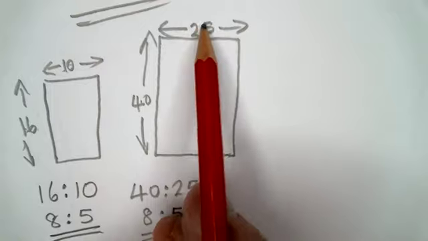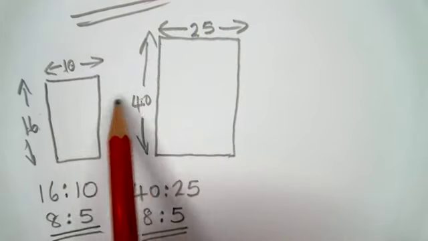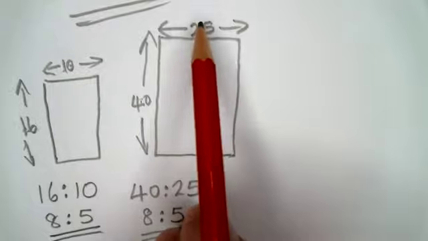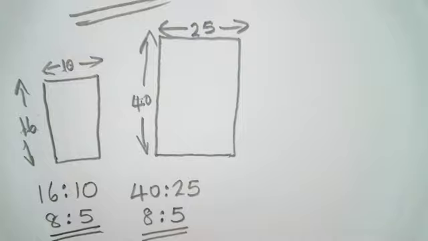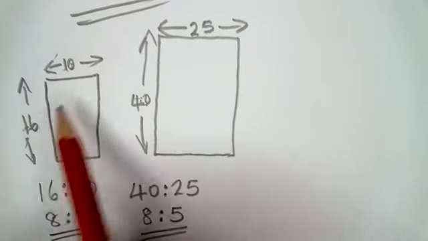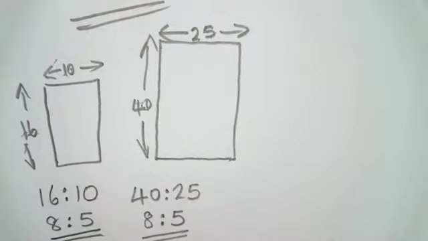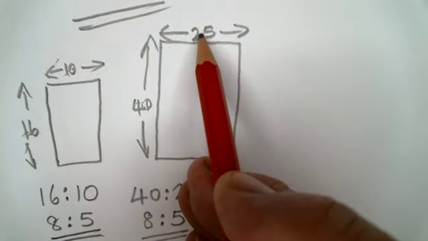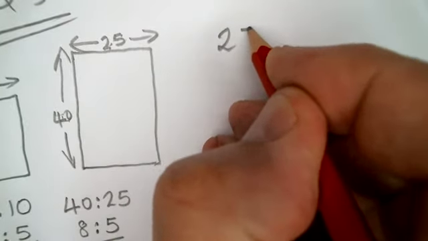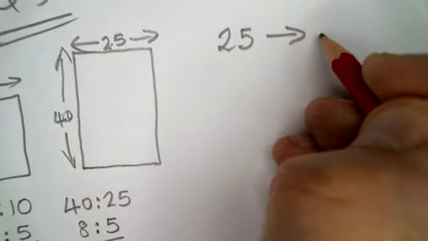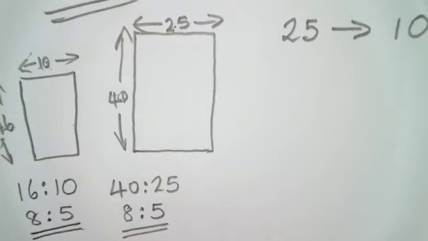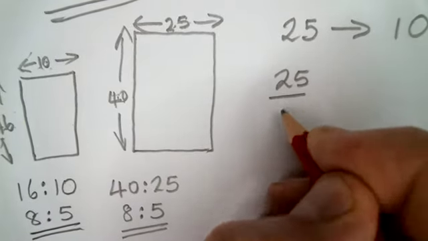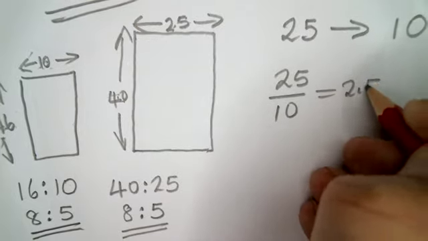And what is the ratio of 25 to 10 or 40 to 16? So we're comparing one to the other. And as long as we're comparing the same sides, so whatever you do, don't go and compare 40 to 10 or 16 to 25, because you're not comparing like with like. So let's compare the widths, 10 to 25. So we're comparing 25 to 10. Well, let's express that as a rational number. Well, 25 over 10 equals 2.5.